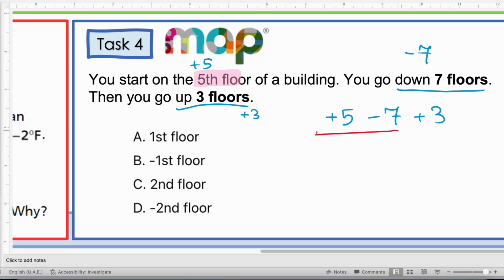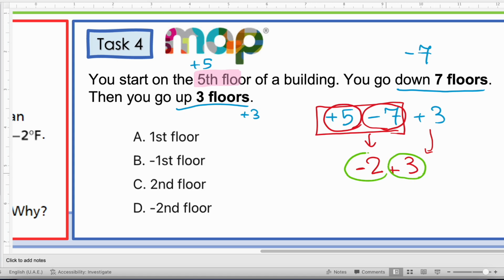I will combine each 2 together. 5 and 7. The 7 is negative, the 5 is positive. Different signs, subtract. It's going to be 2. You take the sign of the 7, negative. Write the 3 down. Now work on this. The 3 is positive, the 2 is negative. Different signs, also subtract. 3 minus 2, it's 1. You take the sign of the 3. So you're going to end up with floor number 1. First floor, positive, of course. That's it.